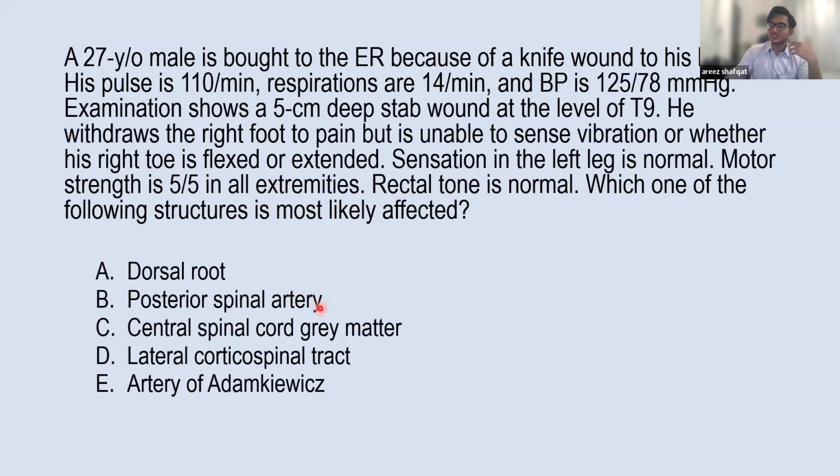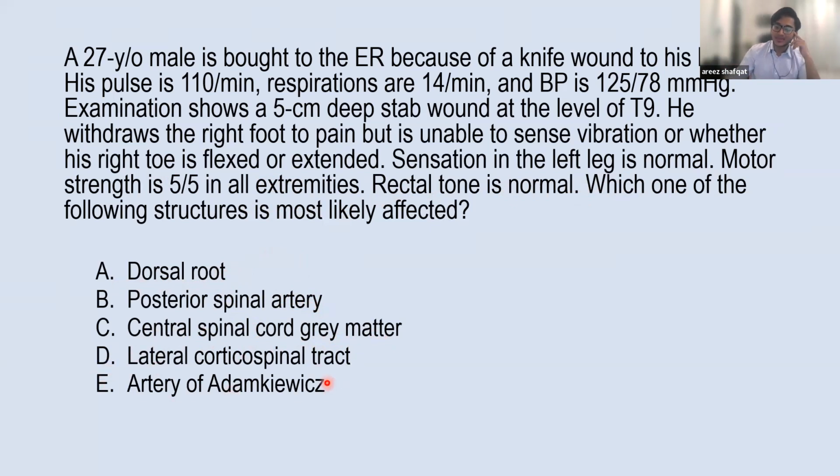So this person has posterior cord syndrome. That would involve bilateral loss of dorsal column sensations. This person has a unilateral loss of dorsal column sensations because of trauma. Dorsal root lesions would involve complete loss of sensation at the level of the lesion. All right. Central spinal cord gray matter, that doesn't really say anything. Lateral corticospinal tract, no motor neuron findings.